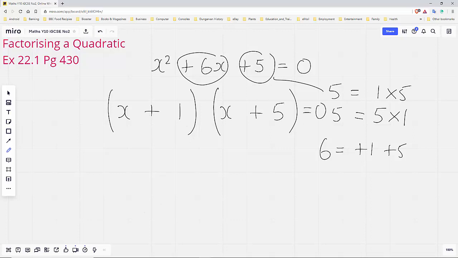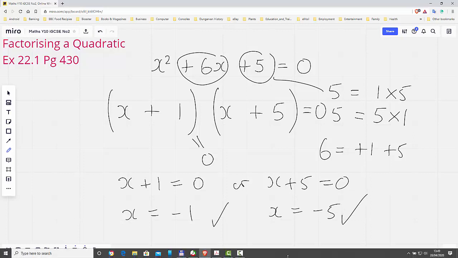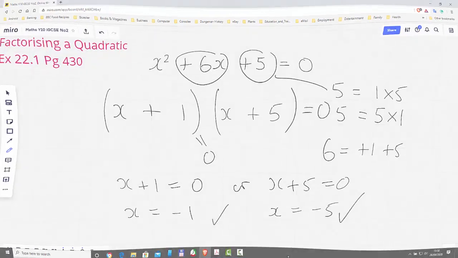If that's the case, then either this bracket sums to 0, in which case x plus 1 equals 0, and x will equal minus 1, taking 1 away from both sides, or x plus 5 equals 0, take away 5 from both sides, x is minus 5. There's our two solutions, x is minus 1 and x is minus 5. So I hope you got both of those correct, both solutions, and you're happy with the result. So let's go back and try something a little bit more complicated.